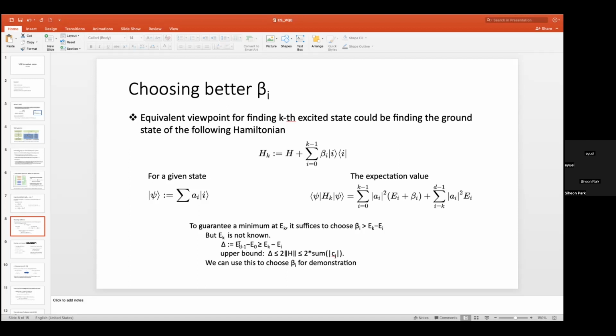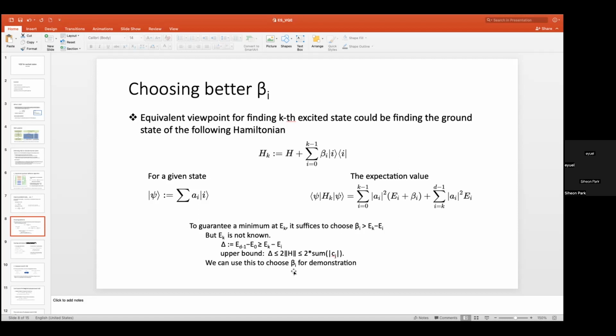We also don't know this maximum eigenvalue, so we estimate it with the spectral norm of the Hamiltonian. This could be represented in this form, and we can choose Ek minus Ei to be based on this value. But this value is still large, and there are some other papers that are trying to find a better guess for beta I that will result in a lower cost.